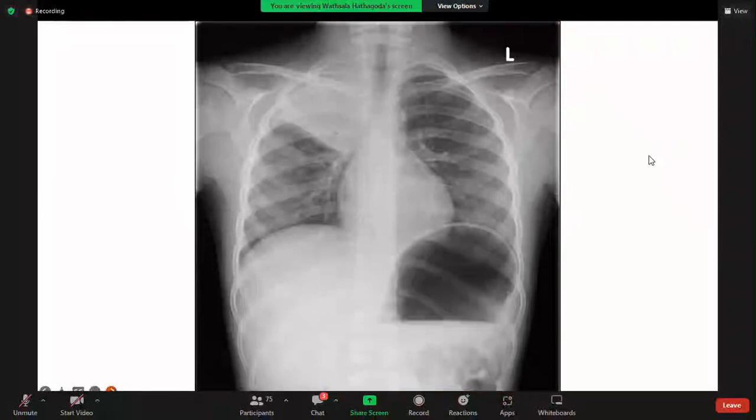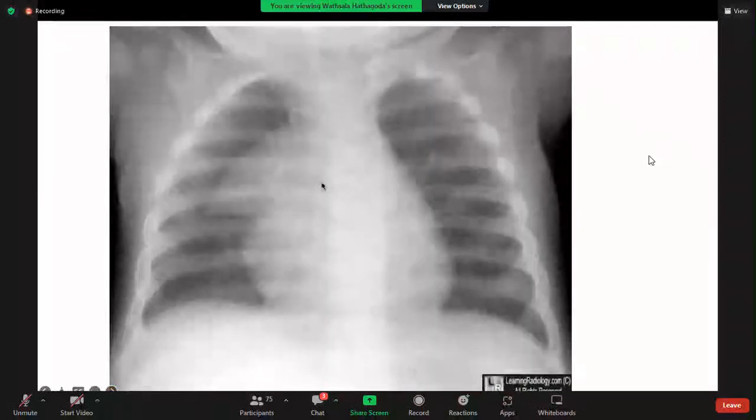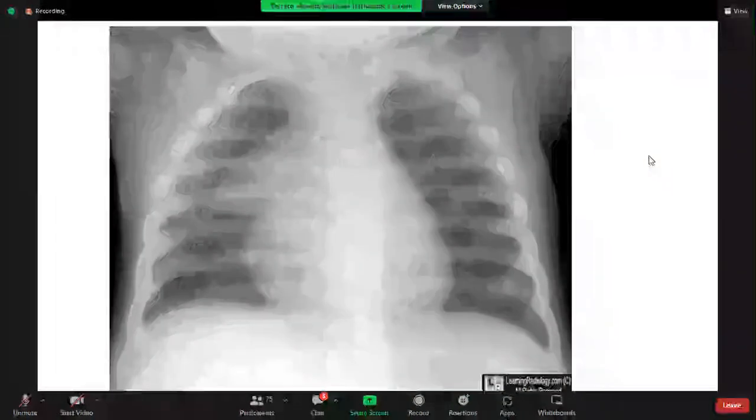Okay, so who's going to describe this X-ray? Let's say this is not from the same child. So this baby is around 13 months.